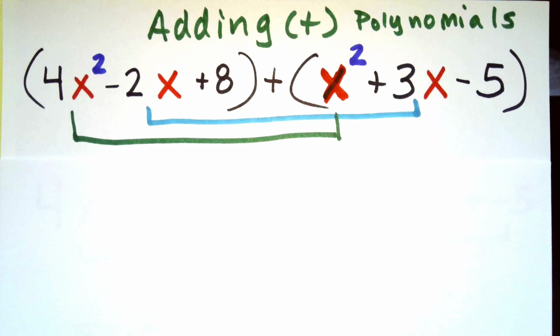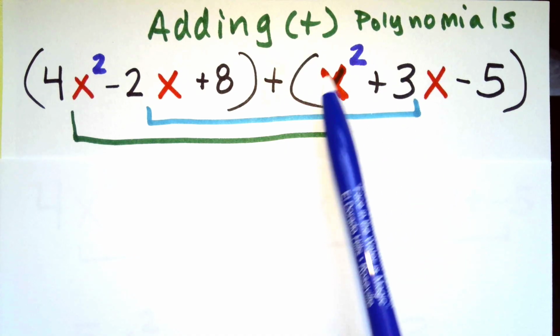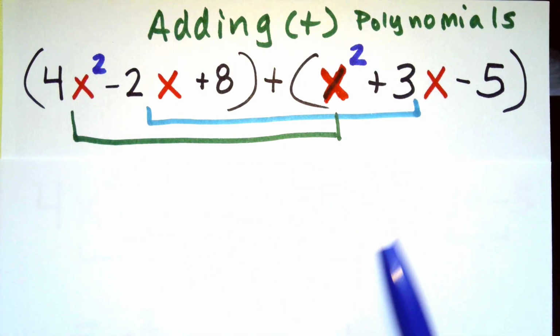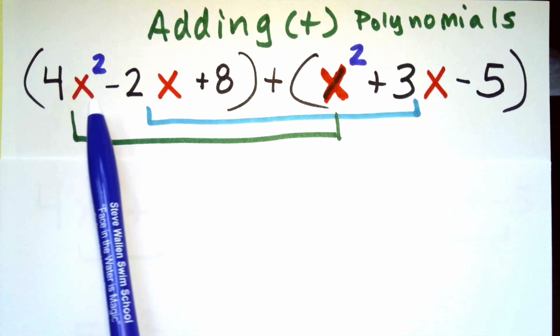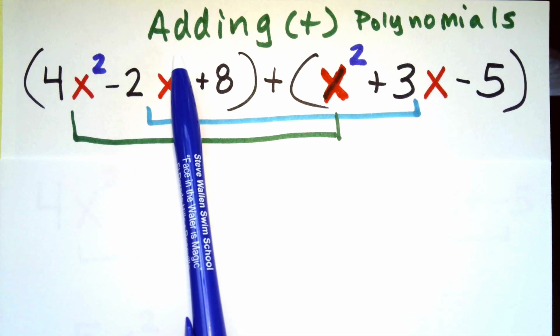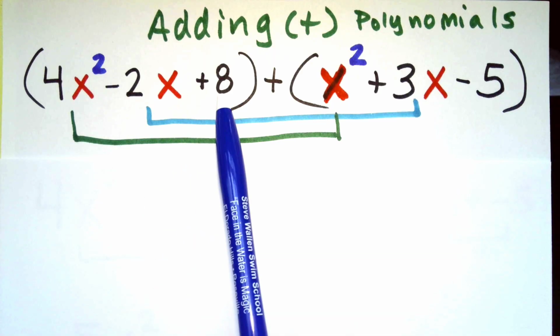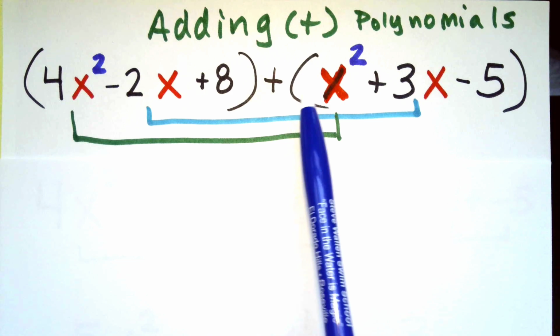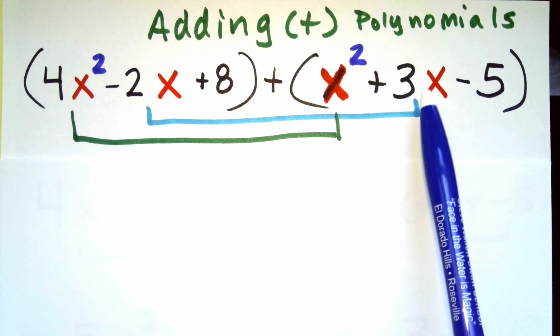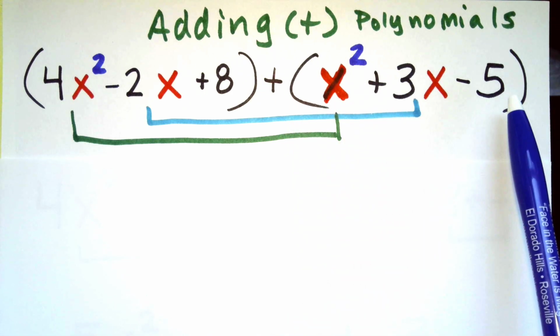I have a student request to go over adding and subtracting polynomials. So I want to go over this topic, and without any further ado, we have 4x to the second power plus a negative 2x to the invisible 1 first power plus 8 plus x squared, that's an invisible 1x squared, plus 3x plus a negative 5.